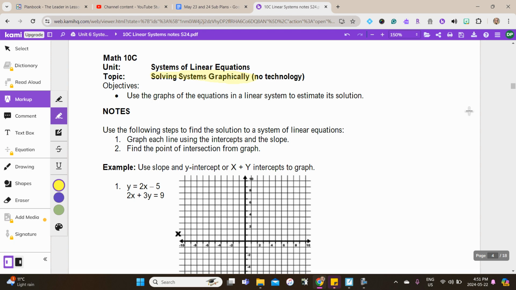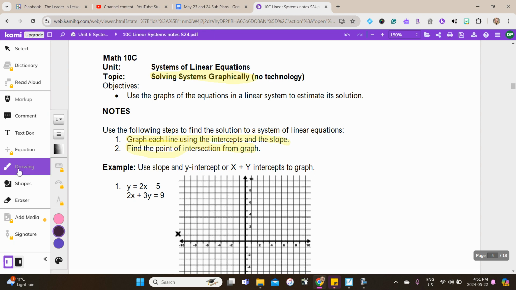Okay, so for notes, it says use the following steps to find the solution to a system of linear equations. Graph each line using the intercepts and the slope, and then find the point of intersection from that. So let's go ahead and do that. It says use slope and y-intercept or x and y-intercepts to graph. So what we need to do is graph each one of these lines and then find where they intersect.